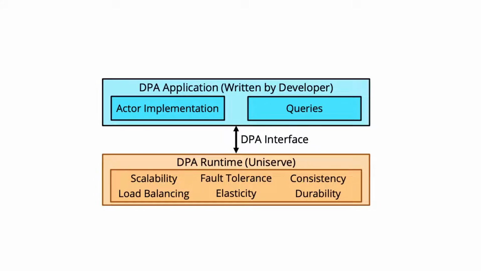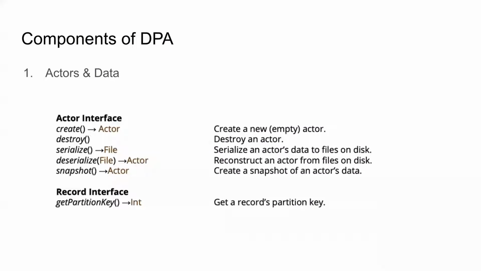So how exactly can a developer write a DPA application? They need to write an actor implementation, and we'll see the interface for that, and they need to write a query planner. Coming to the basic component of DPA, which is an actor, an actor interface has create, destroy, serialize, deserialize methods. These are the four core methods that every actor has to implement. The snapshot method is optional.